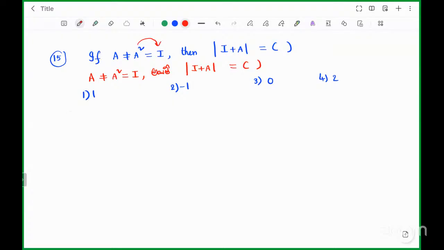That means we have the solution like this. A square is equal to I. A square is equal to I means A square minus I is equal to O, not 0, the null matrix. But I has a unique property because it is the identity matrix.